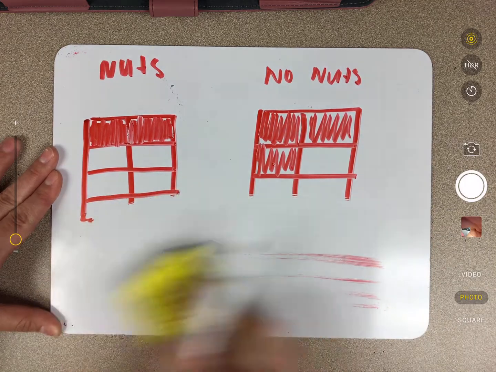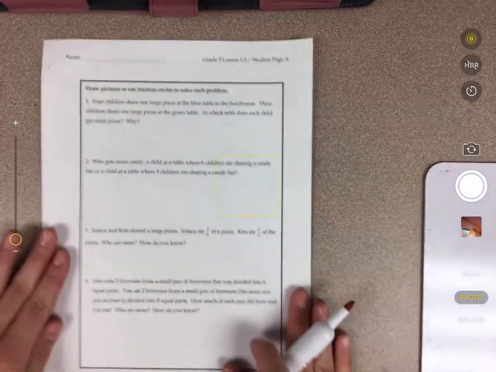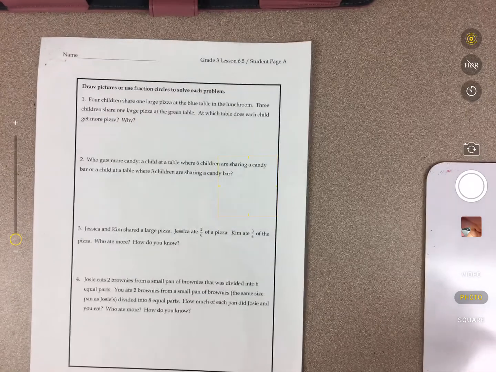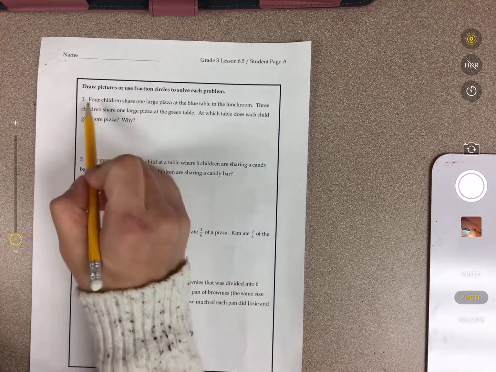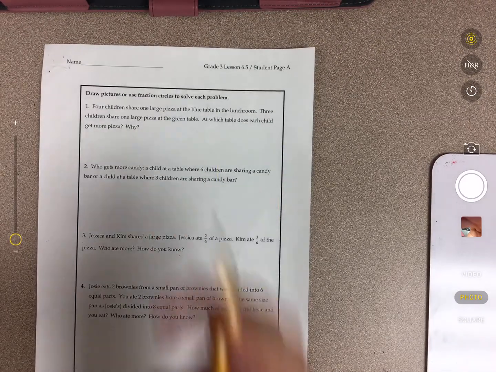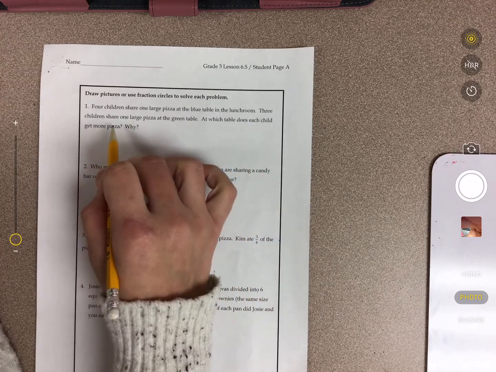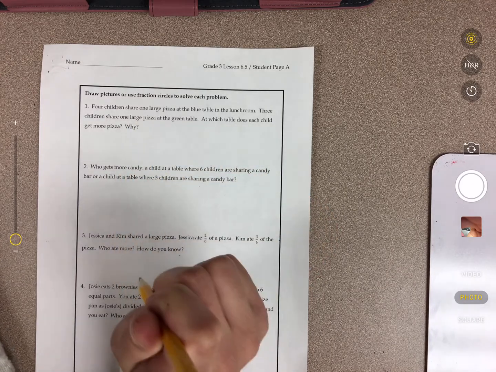Very good. All right, now I need you to get out student page A, and we are going to start the first problem on this worksheet, because I want you to know how to do this worksheet. So student page A, you need to draw pictures or use your fraction circles to solve each problem. 4 children share 1 large pizza at the blue table in the lunchroom. 3 children share 1 large pizza at the green table. At which table does each child get more pizza and why?